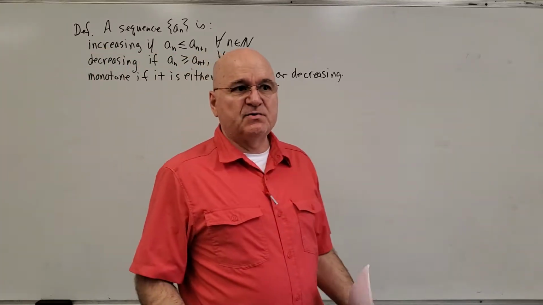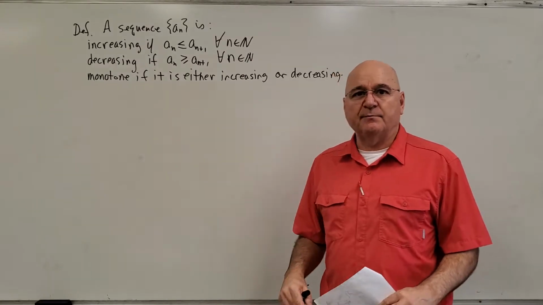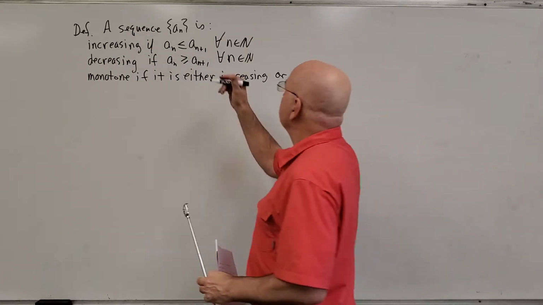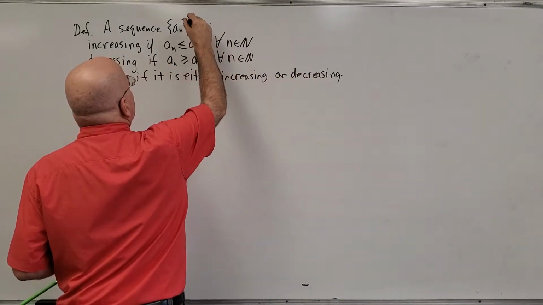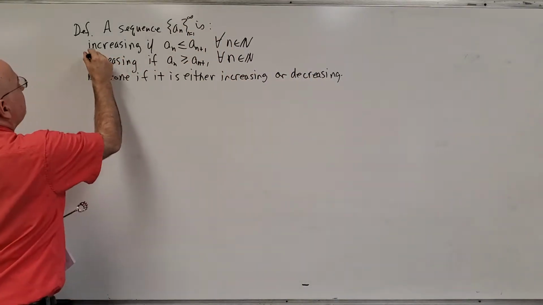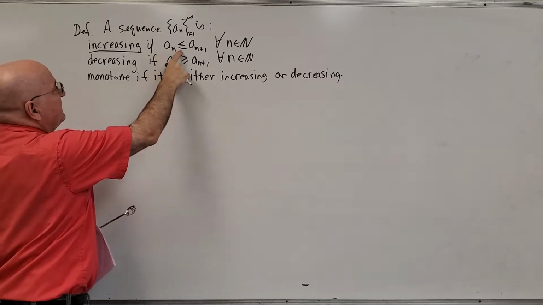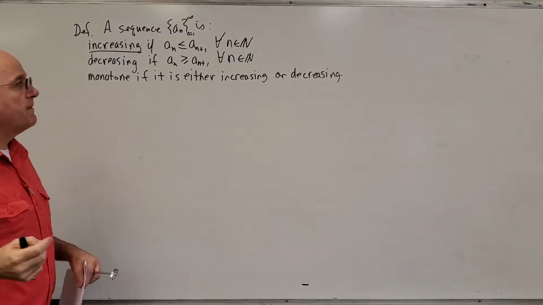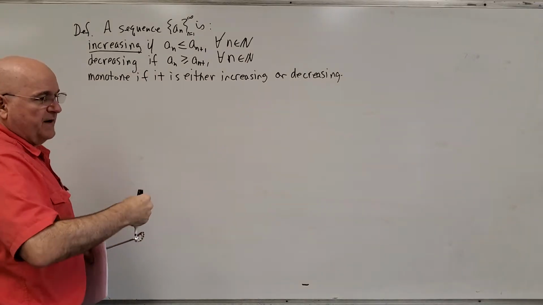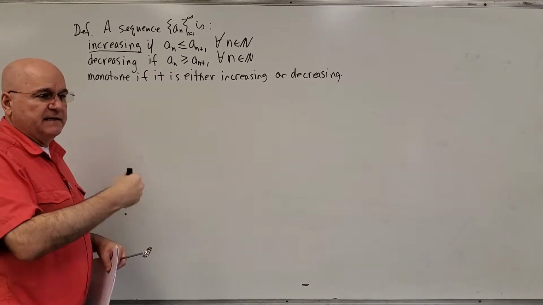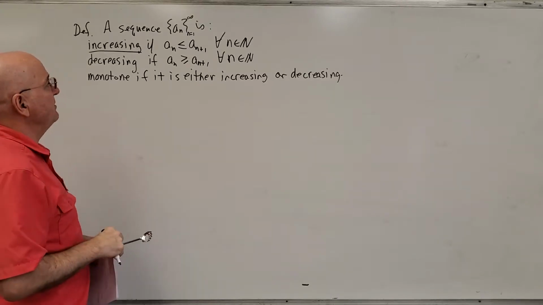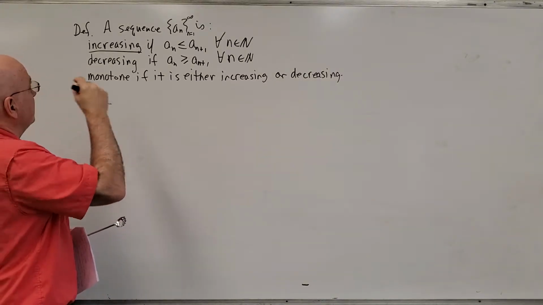Now, before we dive into our next theorem, we want to define a couple of terms. A sequence a_n is increasing if a_n is less than or equal to a_(n+1) for all n in the natural numbers. So if you go one higher in the index, the number is going to be at least as high, the value will be at least as big as the original.